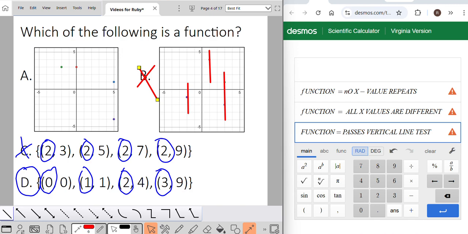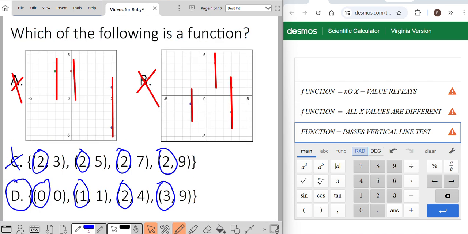Now let's try A. This point right here, if I draw a vertical line through it, even though I'm a little off, it only touches one point at a time. And here's another one that again, I'm a little bit off, but that vertical line would only touch that point once. But look over here. That vertical line touches 2 points, which means that A is not a function either.